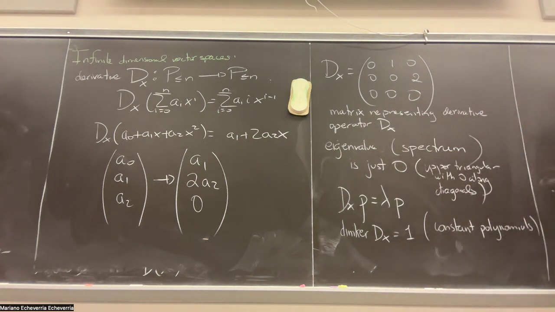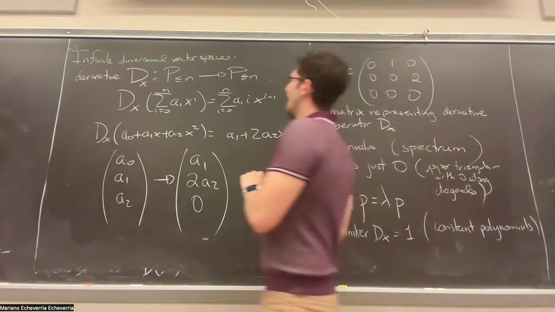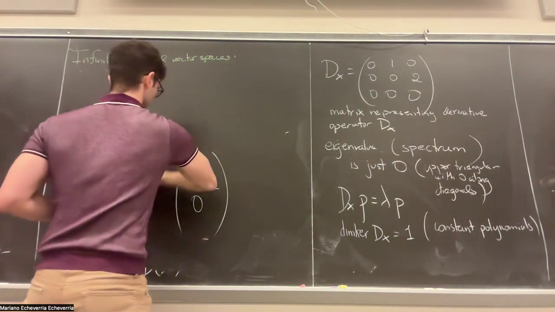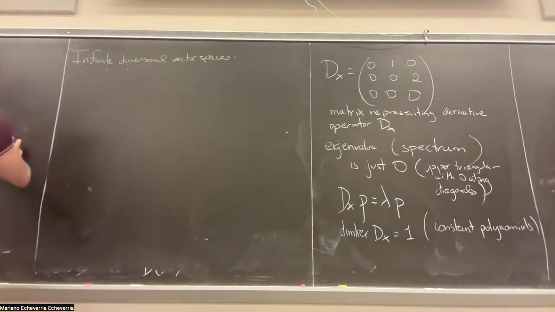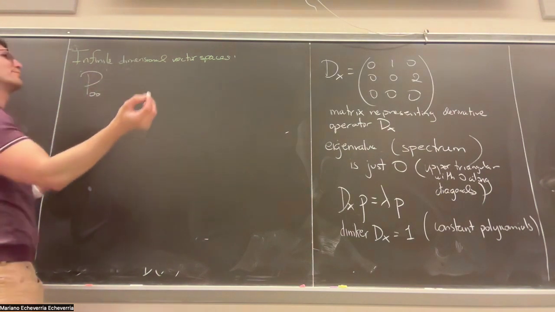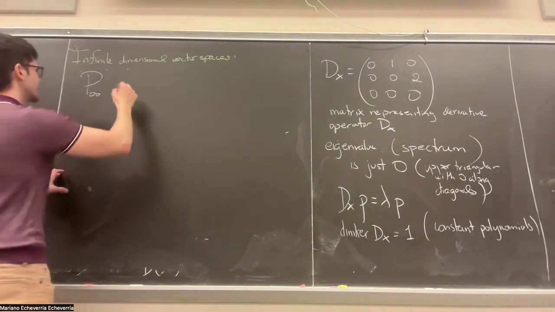Is that making sense? Okay, so this is okay. The next step, after you do this for a finite n, is to just let n be infinity. So you would define P of infinity. I'm not saying this is standard notation.